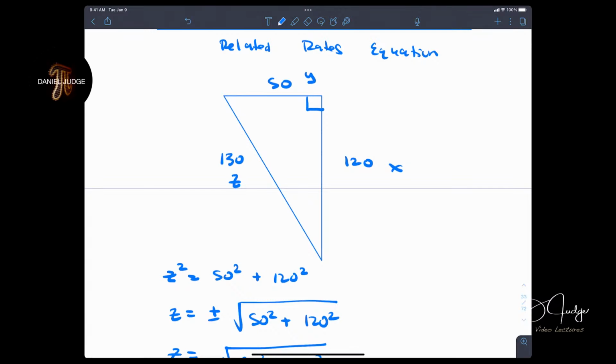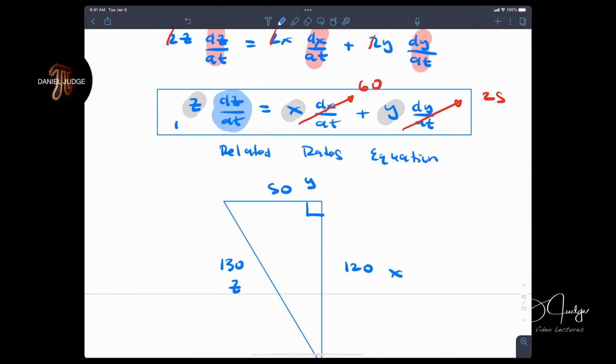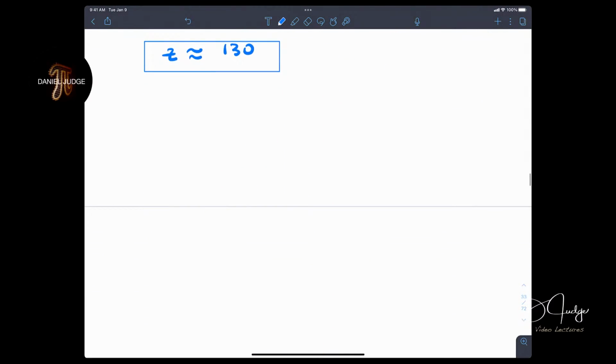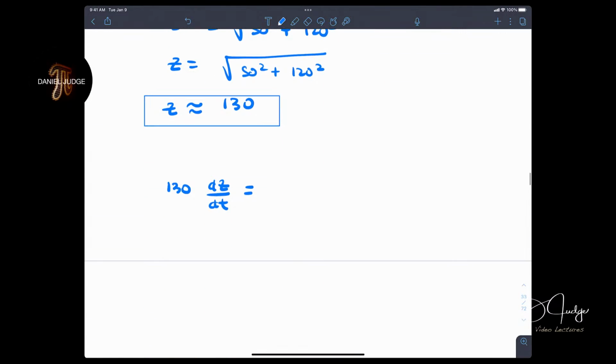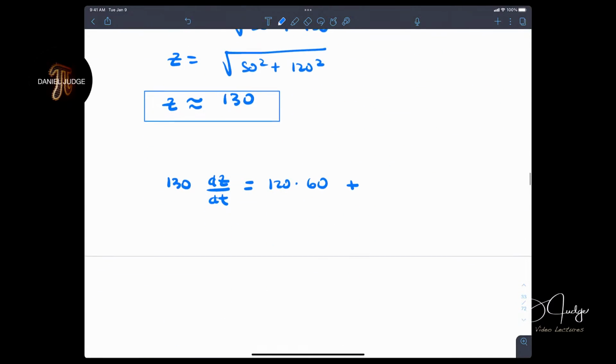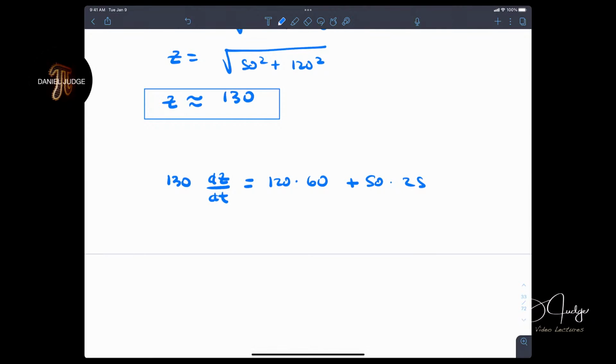There's my z. And so you might say, do I plug in z being 130, x being 120, y being 50? And the answer is yes. All right. So let's do some more algebra. 130 dz dt equals 120 times 60 plus 50 times 25. So dz dt, if I divide both sides by 130, this is what we'll get.